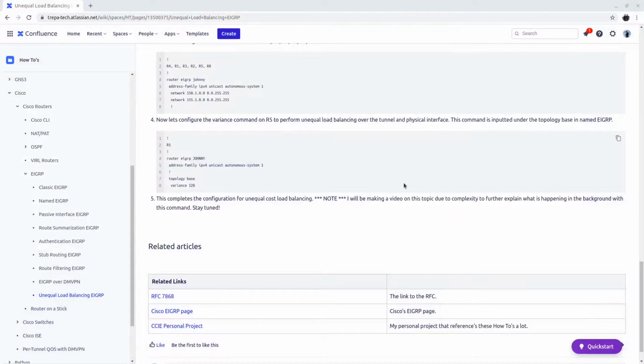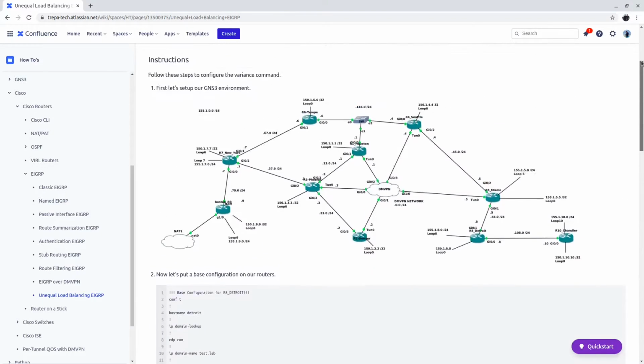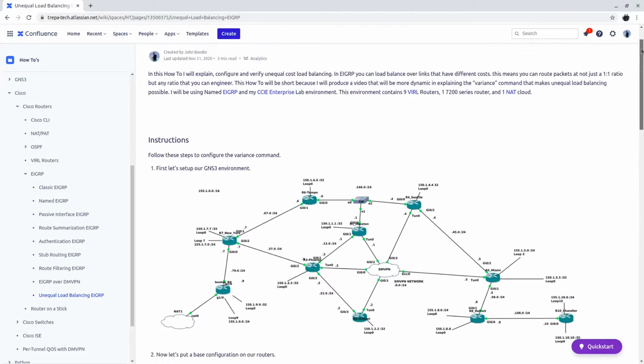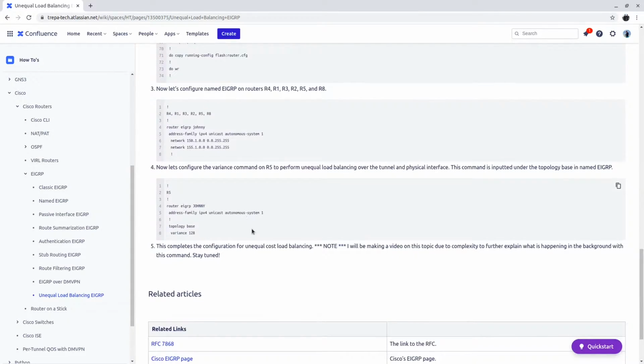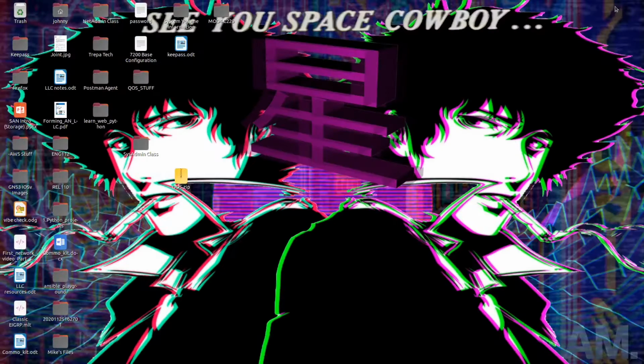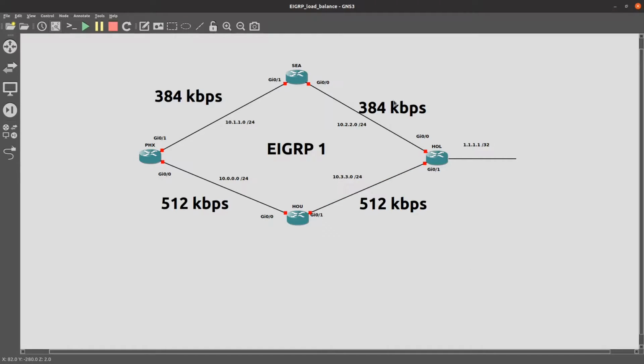So let's do it. We don't need this today, but if you want to go in and just read about unequal load balancing, how to configure the variance command as a reference, please use this. But today, we are going to use this network diagram, guys. I've got 4 routers here, right? So what are we doing with these 4 routers?